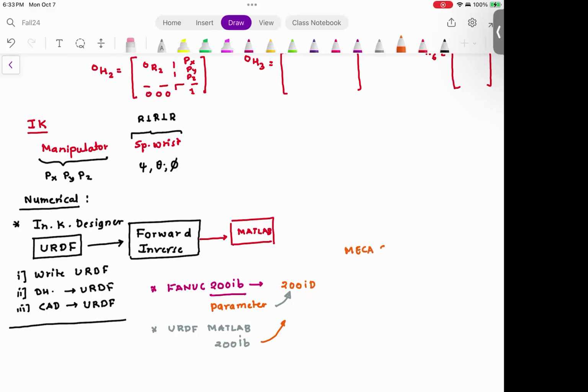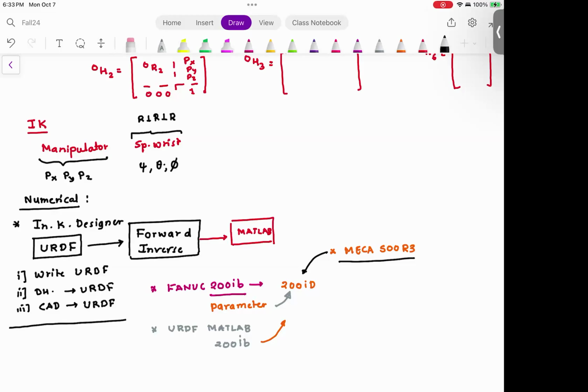MECA 500 R3. I haven't looked at this robot. See the documentation for the load robot function of MATLAB. I don't know if it is exactly the same as 200 ID. It's normalized, so everything is in 0 point something, but overall it is the same. I won't be able to comment if it's the right approach or not, but you can try that and see if your answers match.